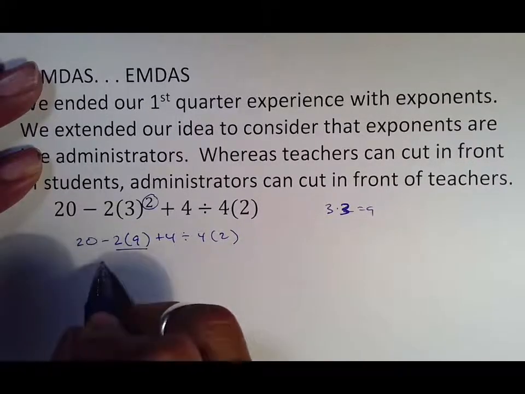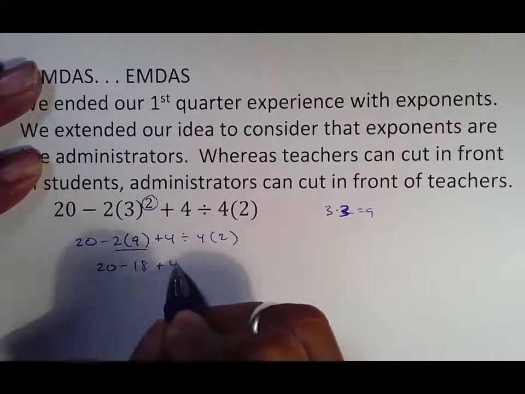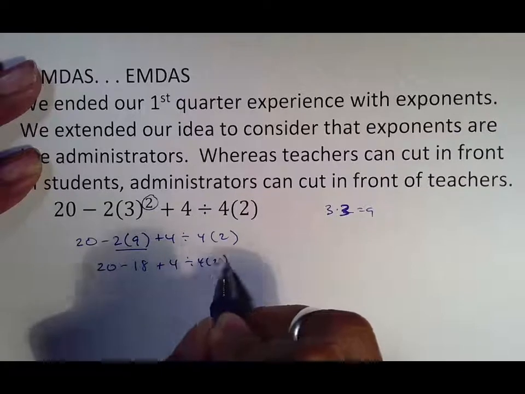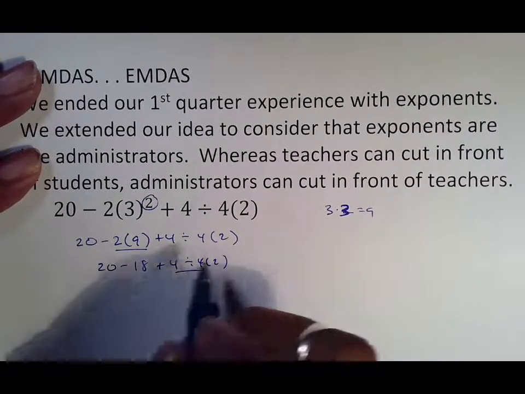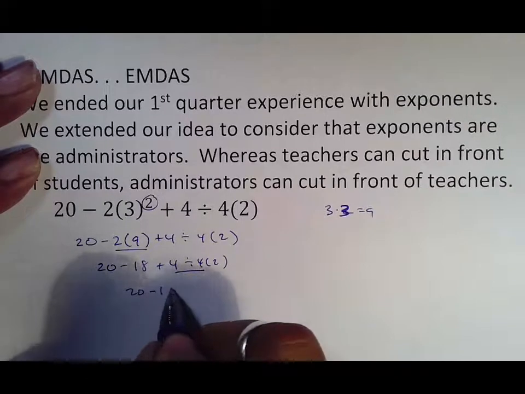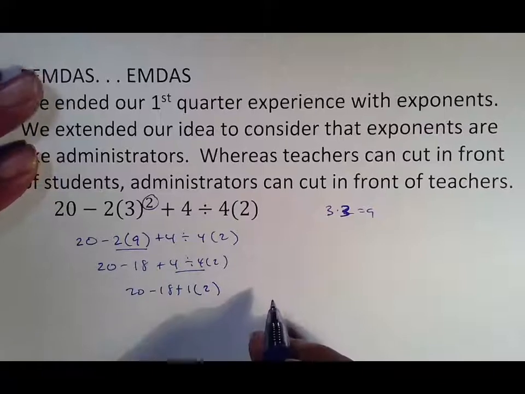Remember, that means multiplication. So 20 minus 22 times 9 is 18, and then copy everything else as it is. We're again looking for the first teacher. No, no, yes. There it is. So 20 minus 18 plus 4 divided by 4 is 1, parentheses 2.